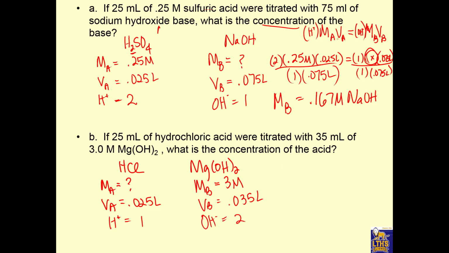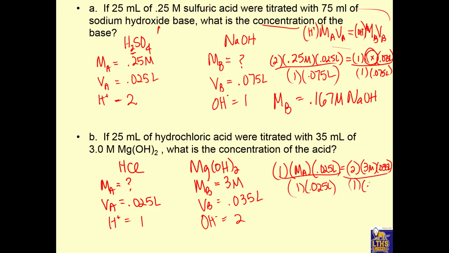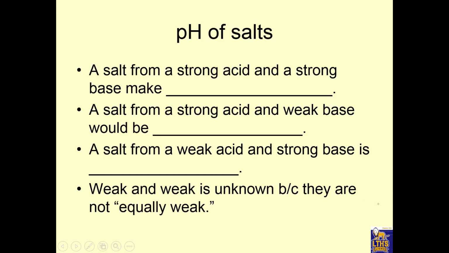So there we go again with the same formula. So 1 for H plus, 1 is what's missing, and 0.025 liters is the volume. Other side we have 2 for OH minus, 3 for molar, and 0.035 for liters. And so then divide by 1, divide by 0.025, and we get the molarity of the acid is 8.4 molar. It's pretty concentrated. Okay. All right, let's see.